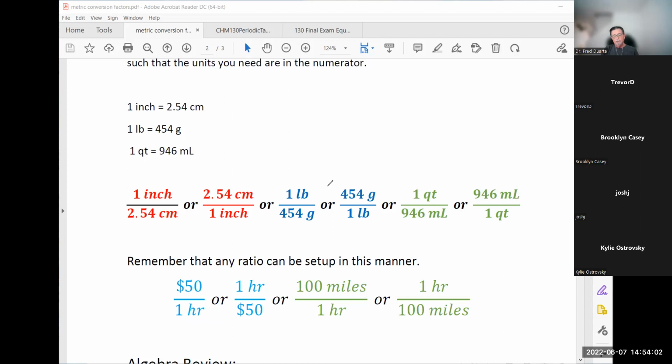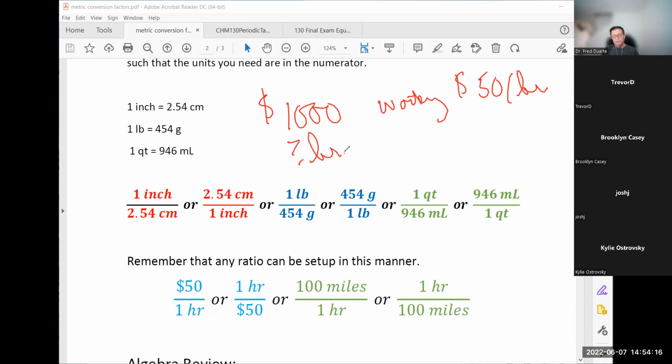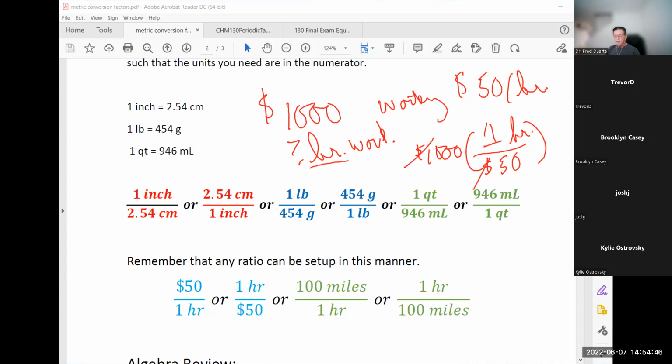For example, let's say you want to make $1,000 working at 50 dollars per hour. The question is, how many hours do you need to work? We write down what we're given, which is $1,000. We look at our rate and we're looking for units of hours, so hours are going to be in the numerator, and dollars will be down in the denominator, $50. So I set that problem up as 1,000 divided by 50, which gives me the units of hours, which is what I need to know, okay? That's what I mean by follow the units.